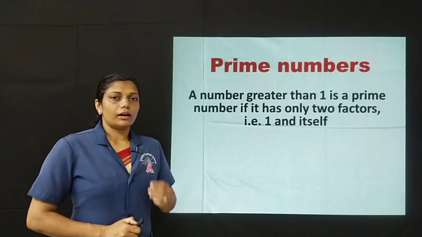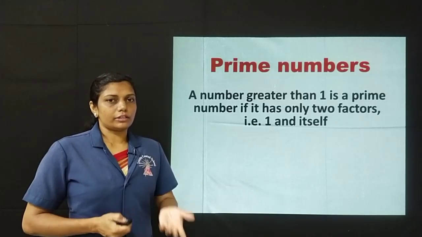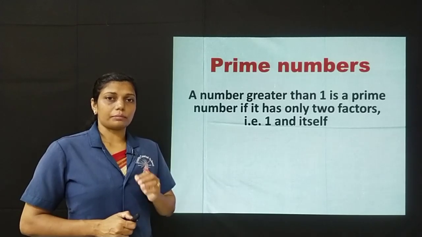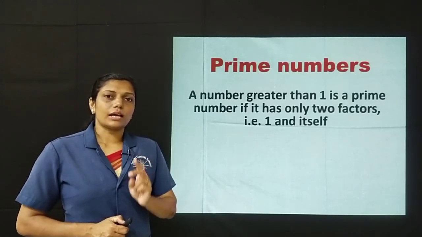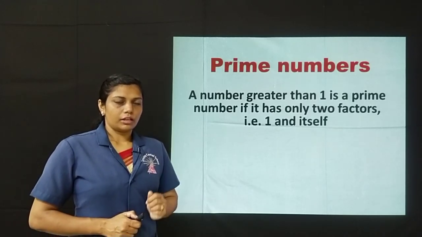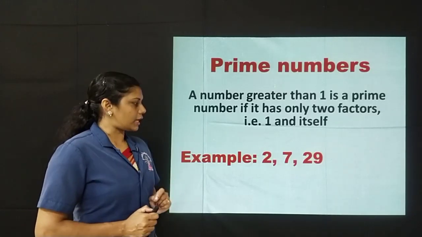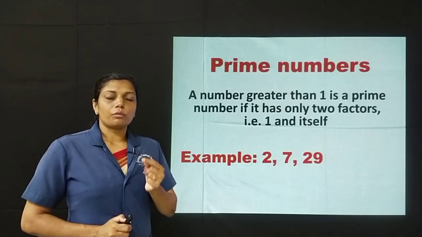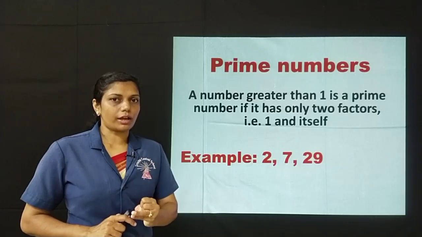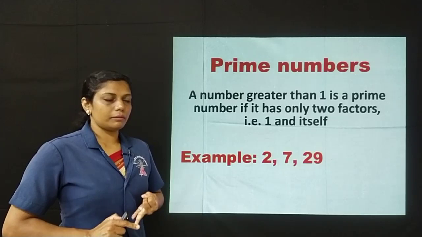What does it say? A number is called a prime number. It has to be greater than 1, like 2, 3 and so on. So, the numbers greater than 1 are prime numbers when it has only two factors, that is 1 and the number itself. For example, 2, 7, 29. For example, 2. What are the factors of 2? 1 and 2. So it has only two factors, 1 and the number itself. So it has to be a prime number.